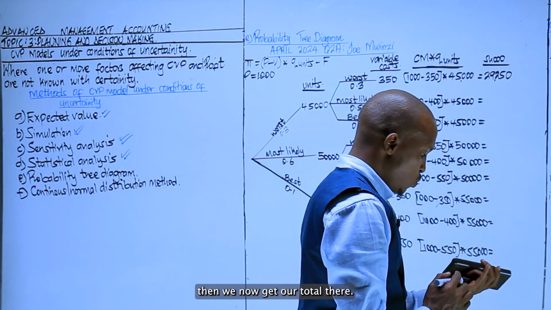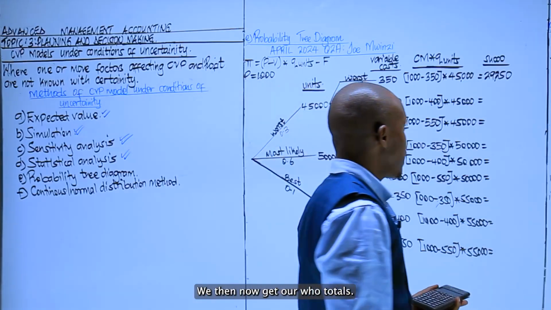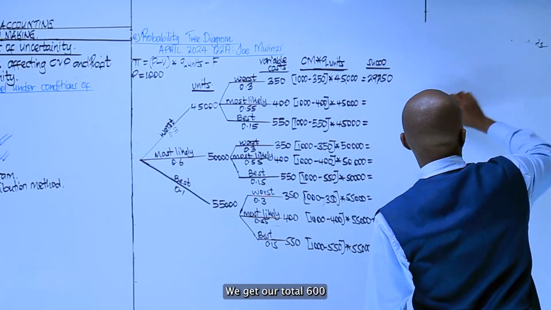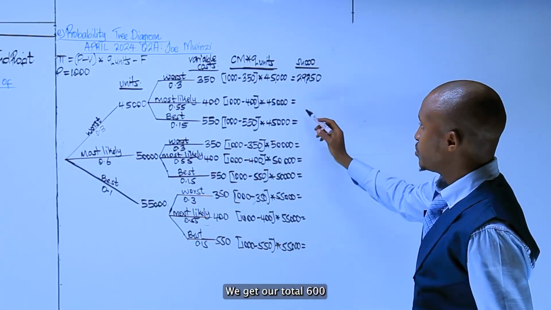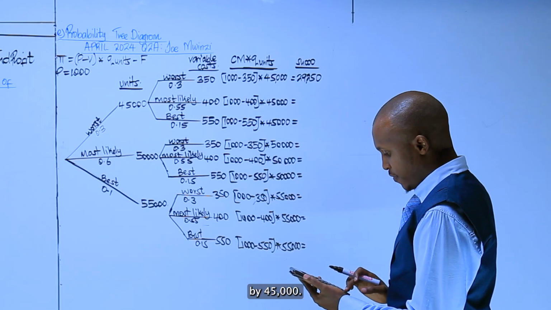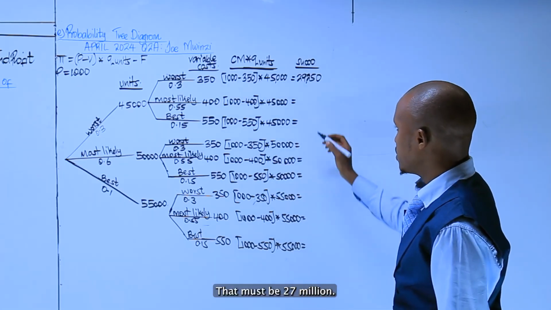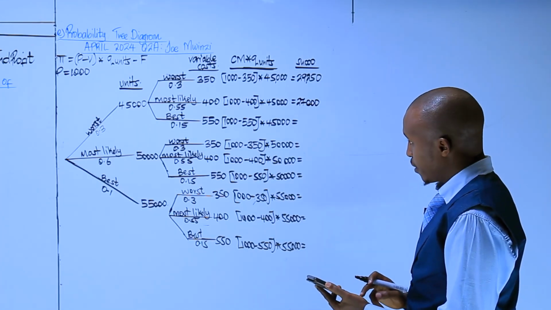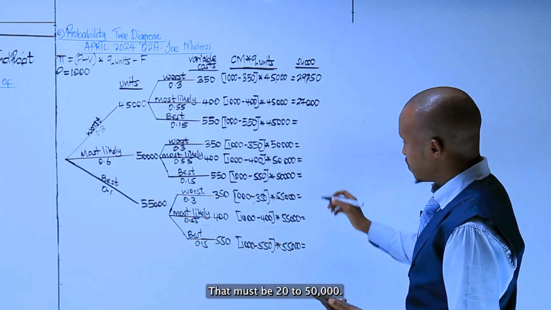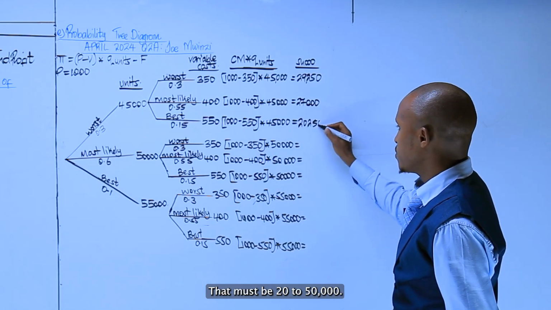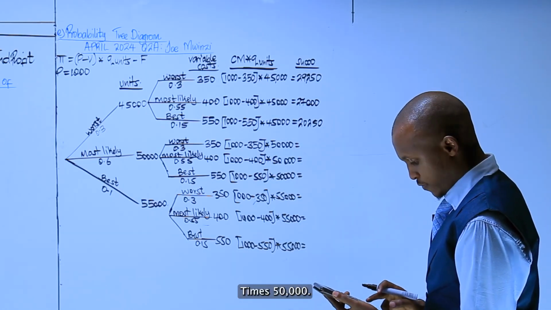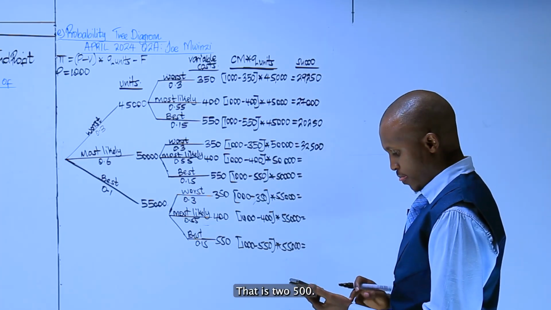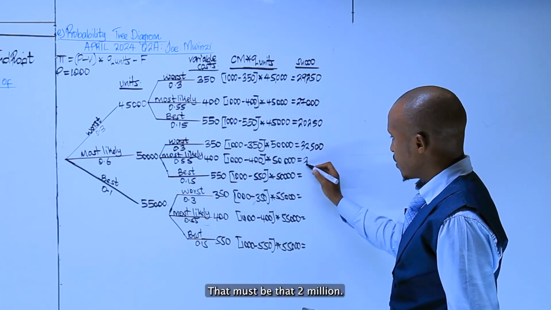Then we now get our totals. We need to get our totals. 650 by 45,000 must be 29,250. 1,000 minus 400 by 45,000 is 27 million. 1,000 minus 550 by 45,000 must be 20,250. Then 650 times 50,000 must be 32,500. 600 by 50,000 must be 30 million.